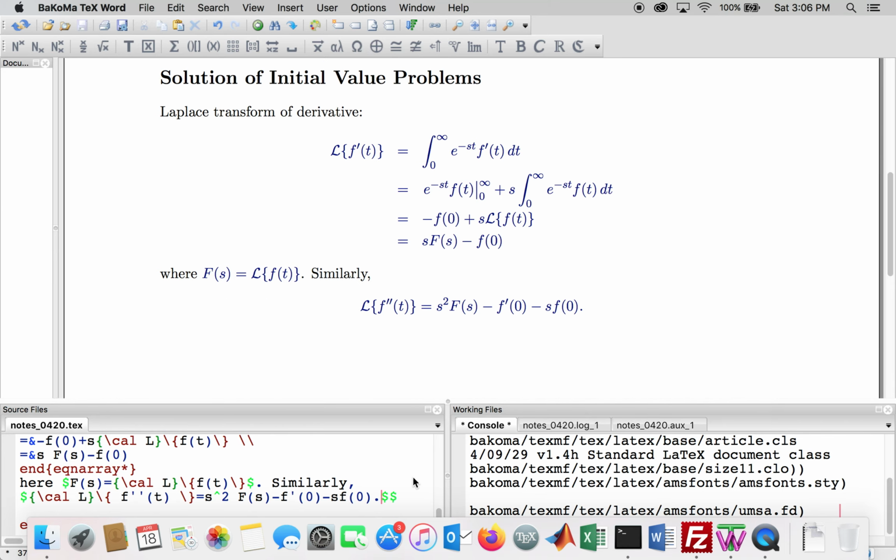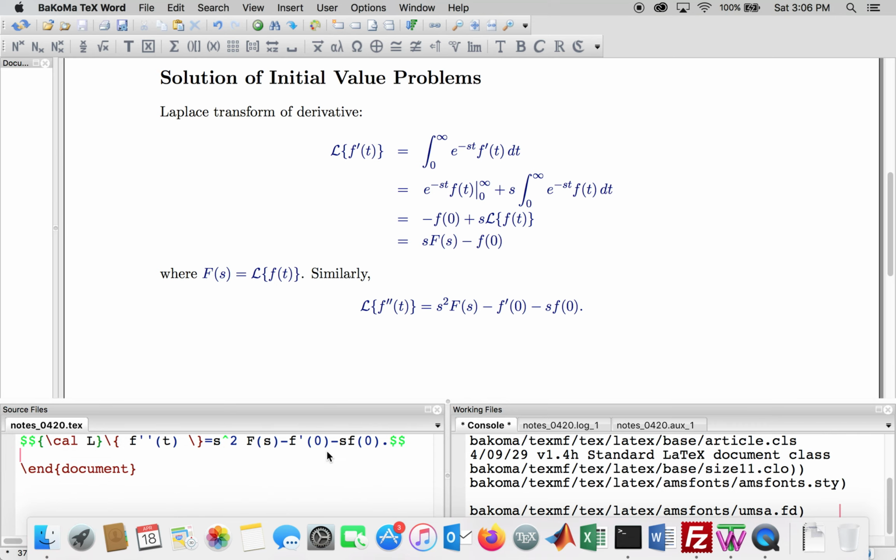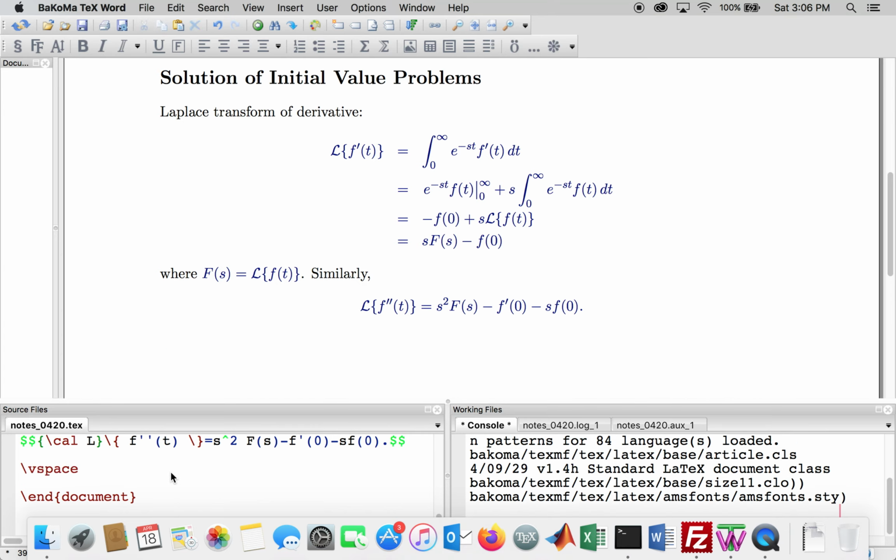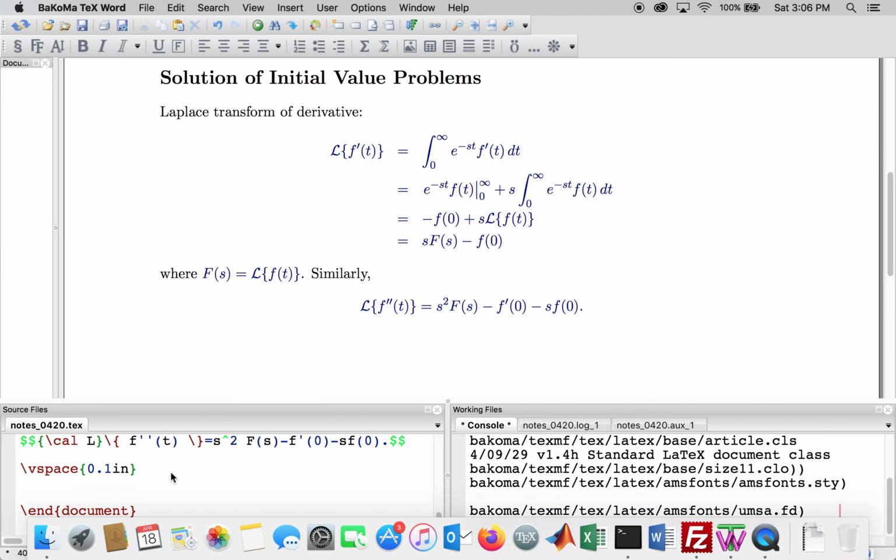So now we're ready to use what we know about Laplace transforms to solve initial value problems. I have several examples I'm going to work through.